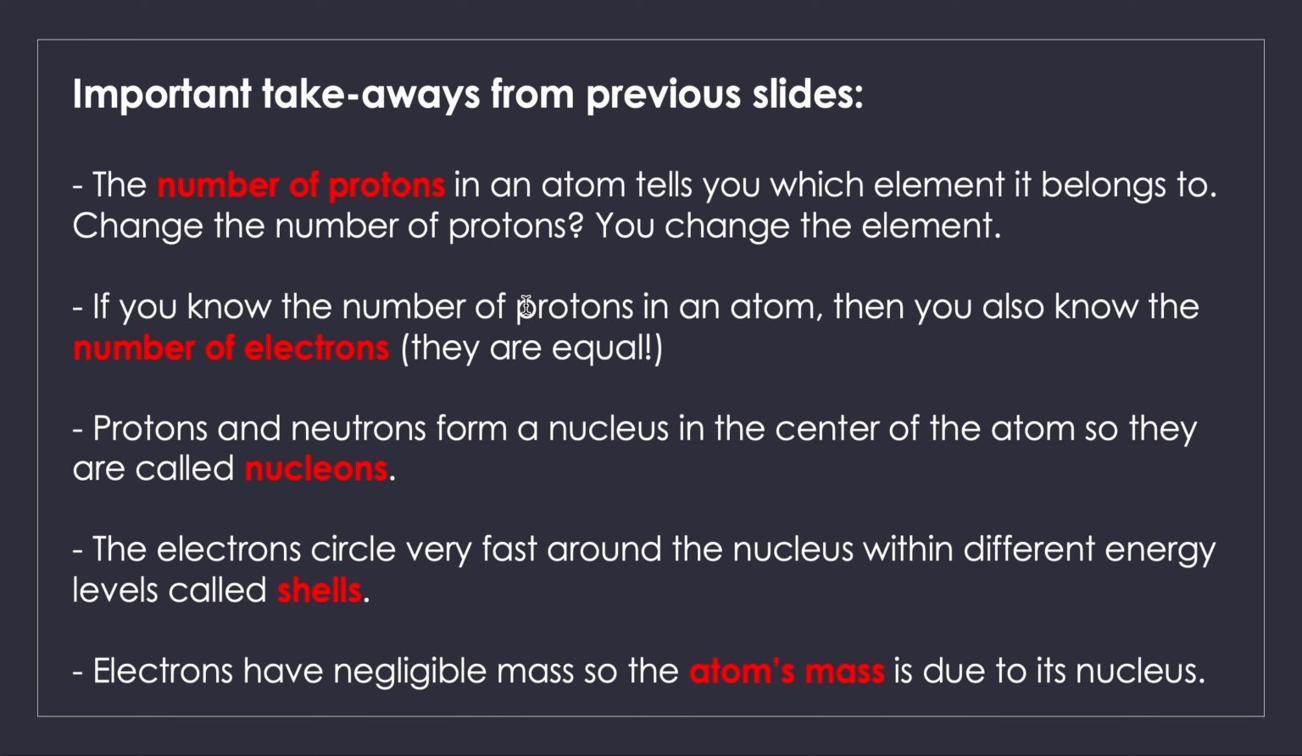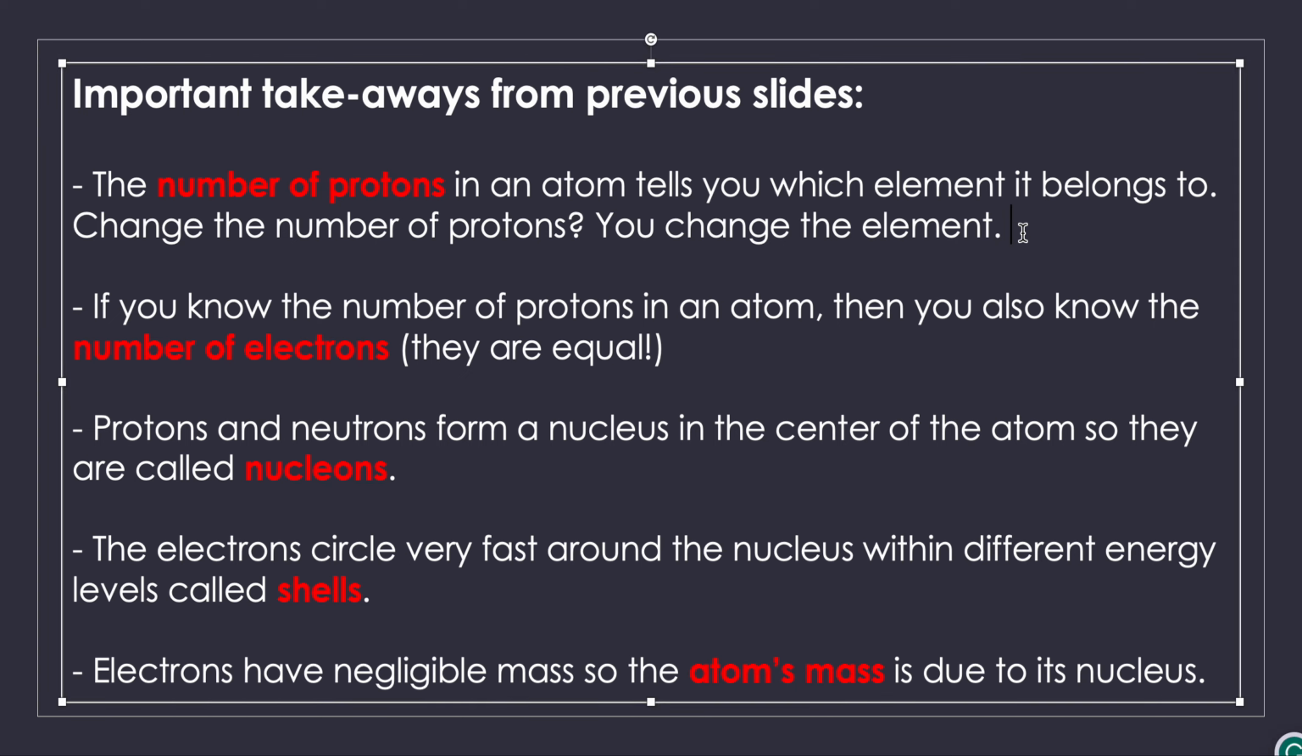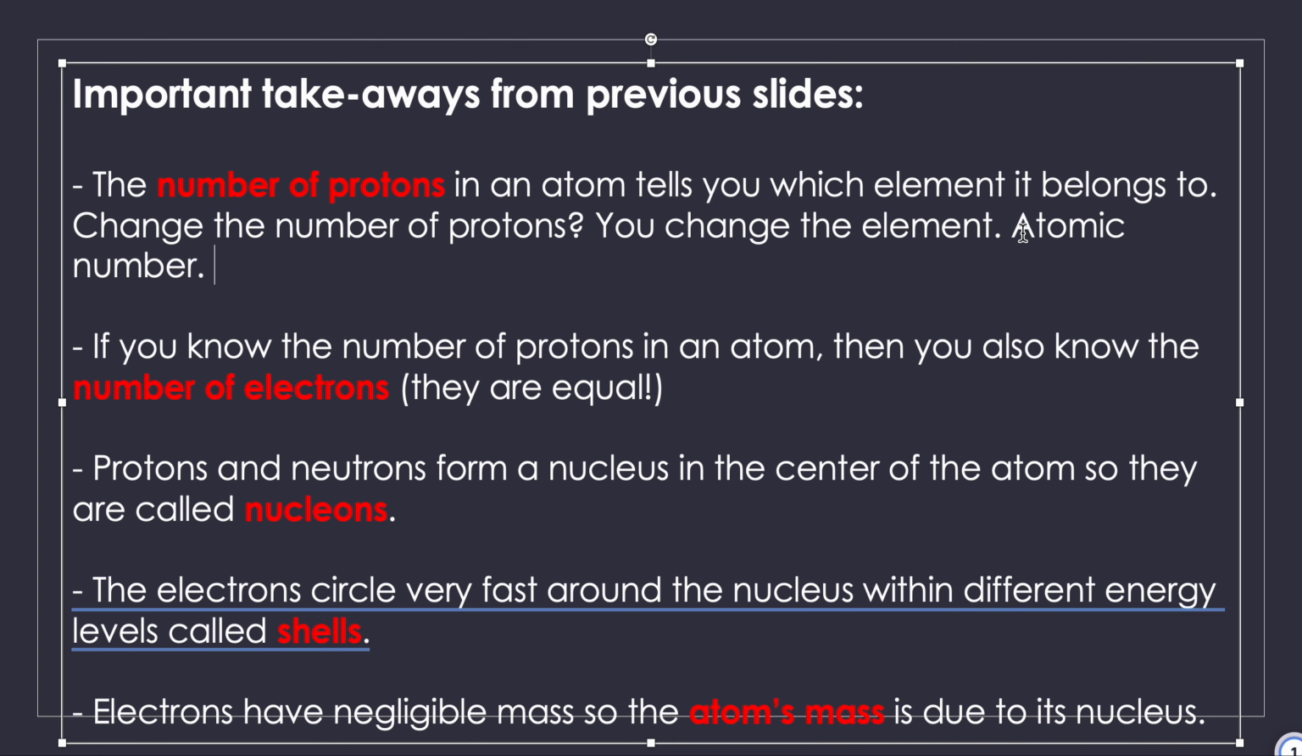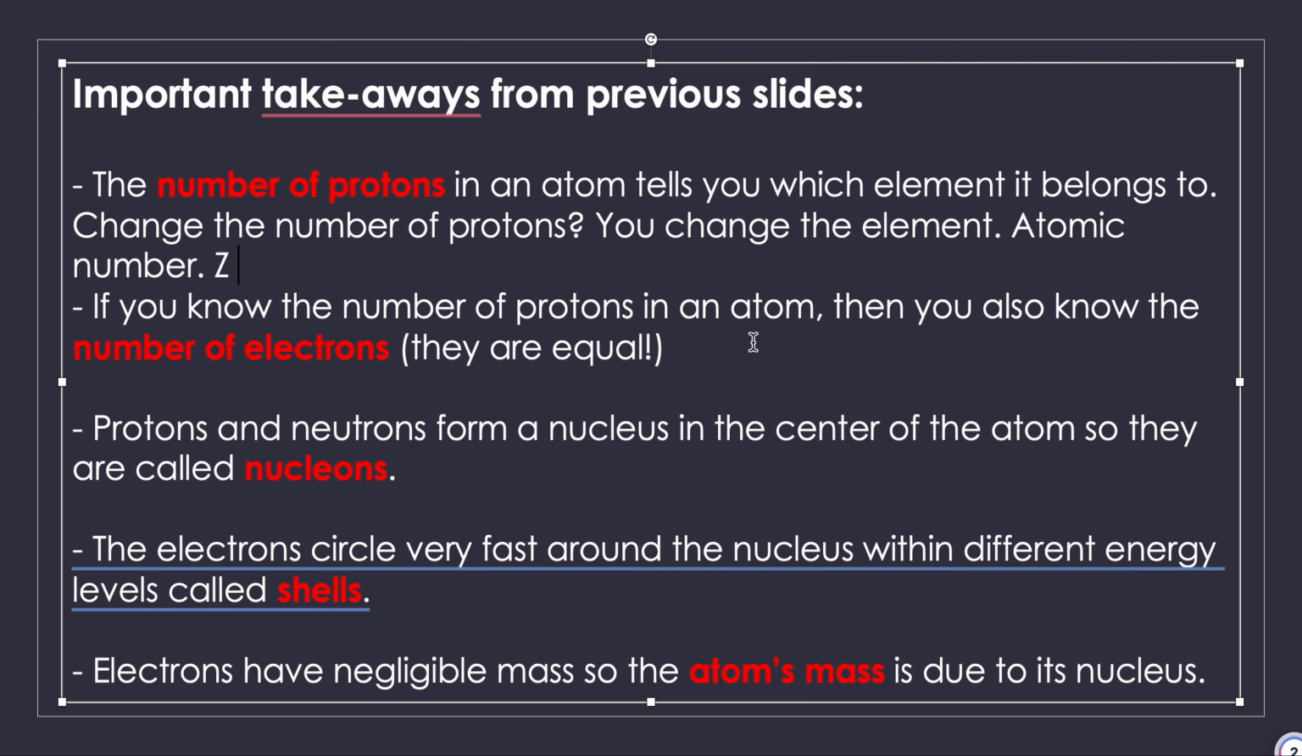These are important takeaways from this section. The number of protons in an atom tells you which element it belongs to. Change the number of protons, you change the element. This is also known as the atomic number, which you can find in the periodic table, okay? It's represented by the letter Z. That is the atomic number, the number of protons, and it's unique for every element. So if you know the number of protons in an atom, then you also know the number of electrons. They're equal, but only if the atom is neutral.